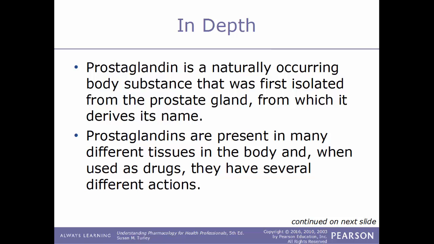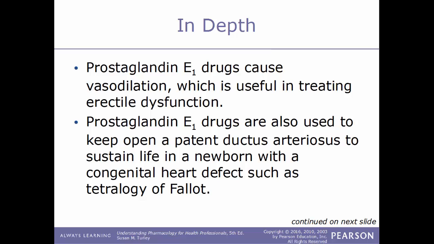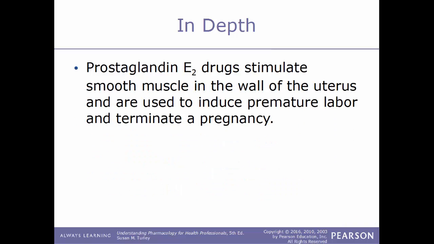have several different actions. Prostaglandin E1 drugs cause vasodilation, which is helpful in treating erectile dysfunction. Prostaglandin E1 drugs are also used to keep open a patent ductus arteriosus to sustain the life in a newborn with congenital heart defects such as tetralogy of Fallot. Prostaglandin E2 drugs stimulate smooth muscle in the walls of the uterus and are also used to induce premature labor and to terminate a pregnancy.